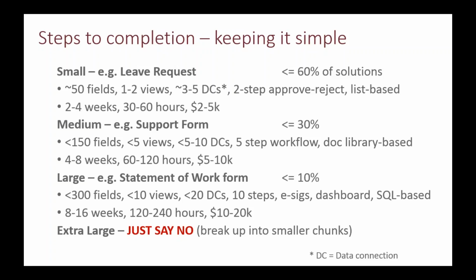You want to break things up, and the good metric here is to say, look, you're going to have a lot of forms, a lot of processes that have 50 fields, 1 to 2 views, 3 to 5 data connections. They have a simple approve, reject. That's a small form. A medium form ups it a little bit. Now you've got 100 to 150 fields, maybe 75, whatever, but you've got more views, more data connections, more workflow. You're submitting to a document library. This is the typical range of these projects.